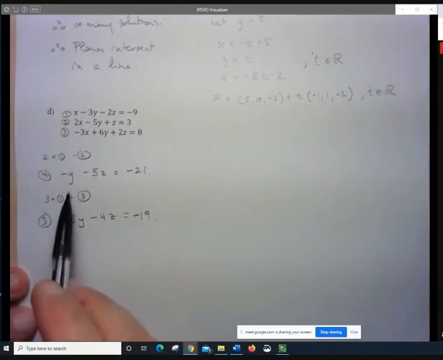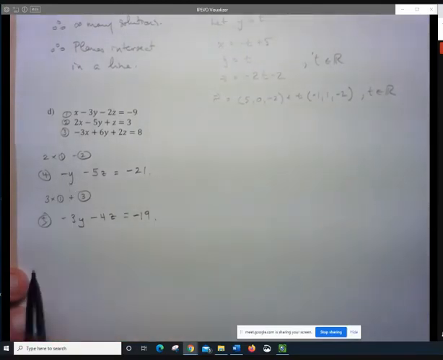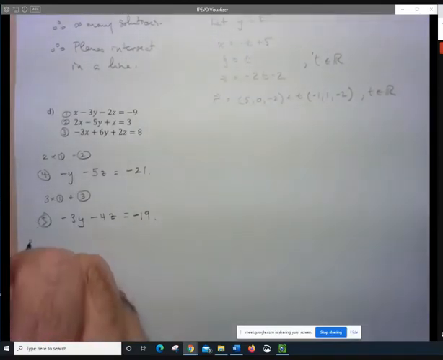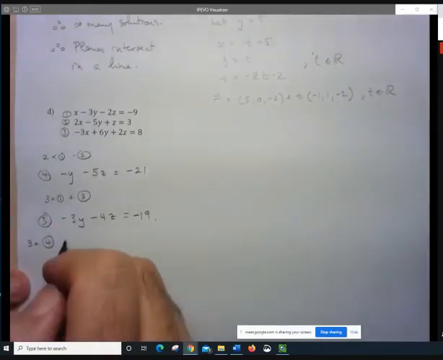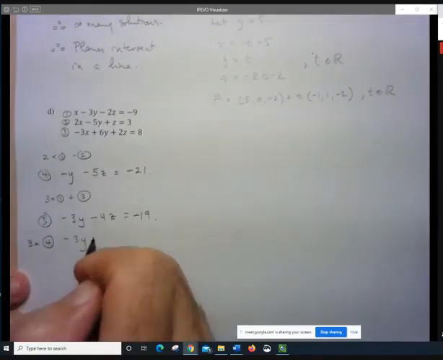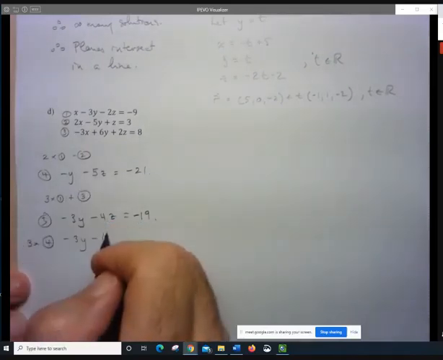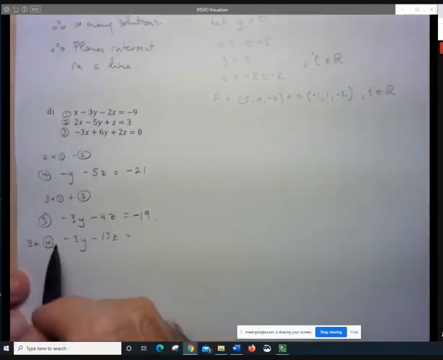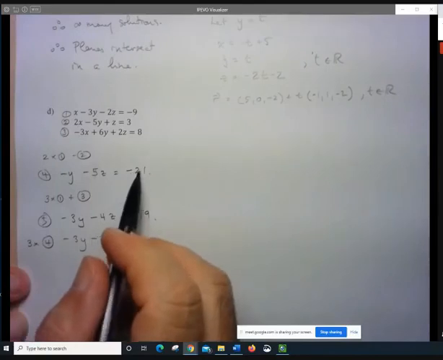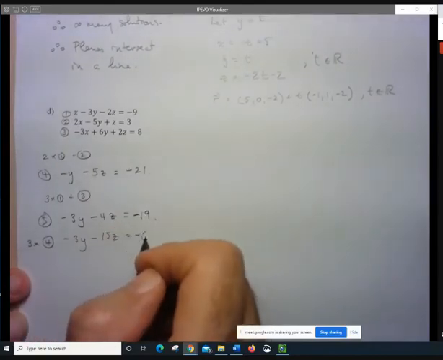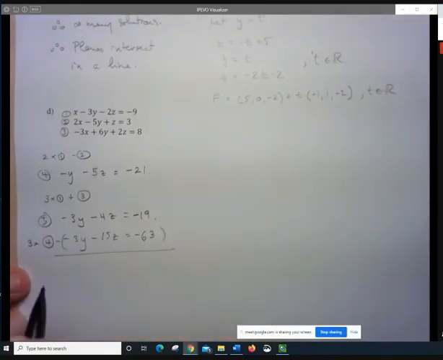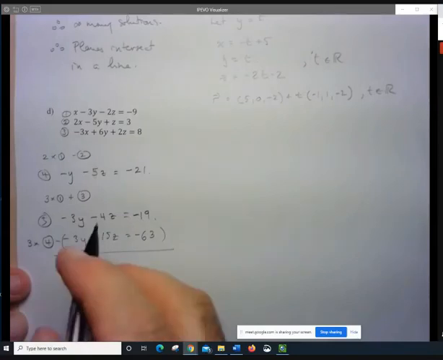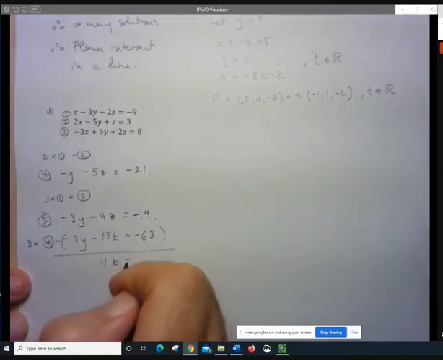And so here I'm going to have to do a little bit of work. I guess I'll multiply that by 3. So I'll do 3 times equation 4. So that gives me negative 3y minus 15z. And this is 3 times negative 21, which is negative 63. Okay, and I'm going to subtract this. So this is going to give me 0. So negative 4 plus 15 is 11z.